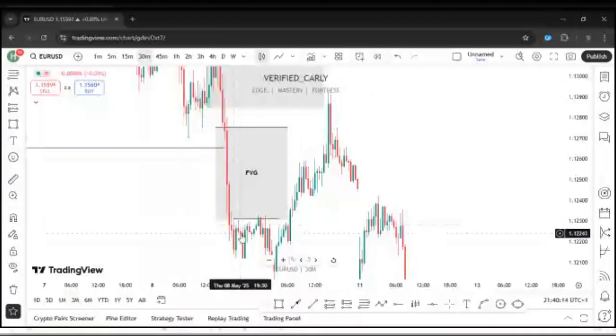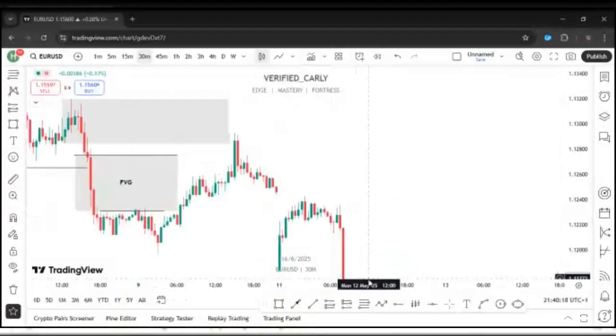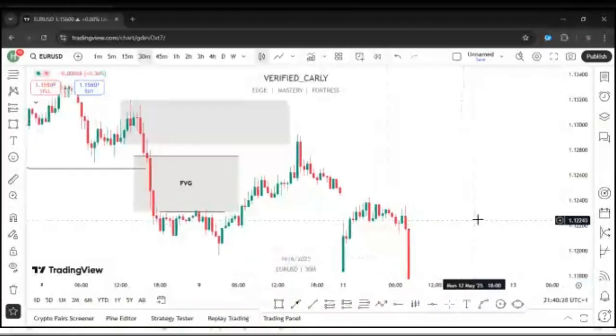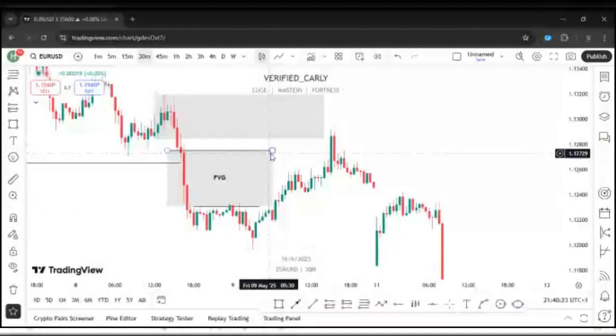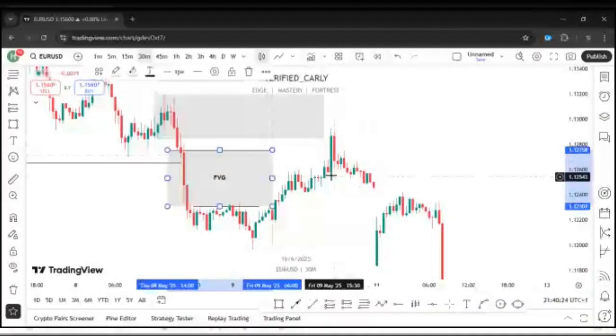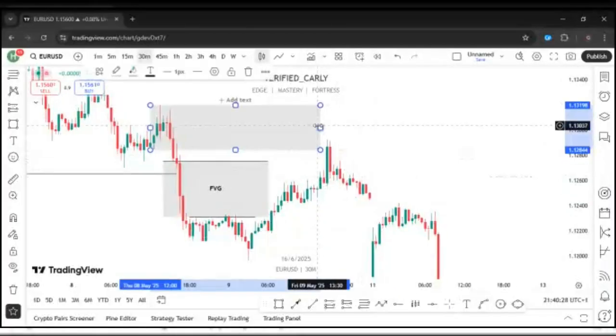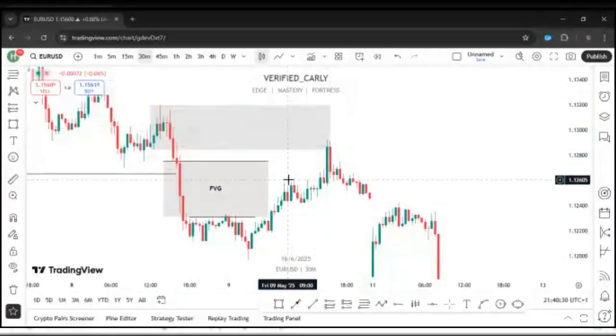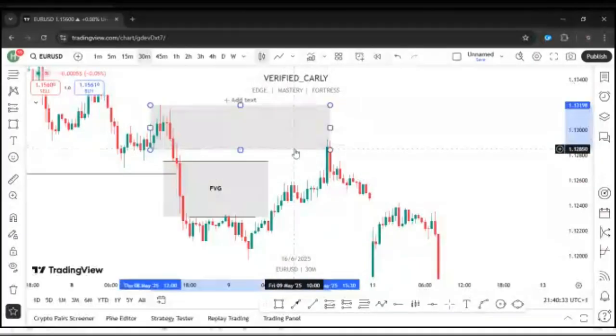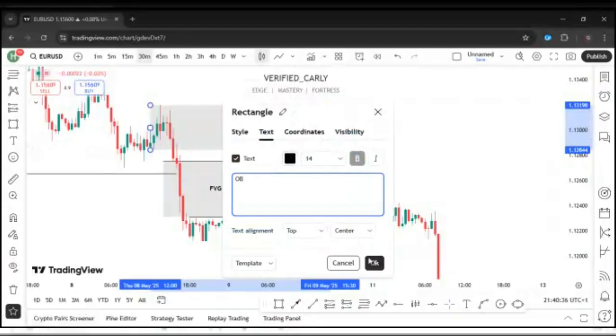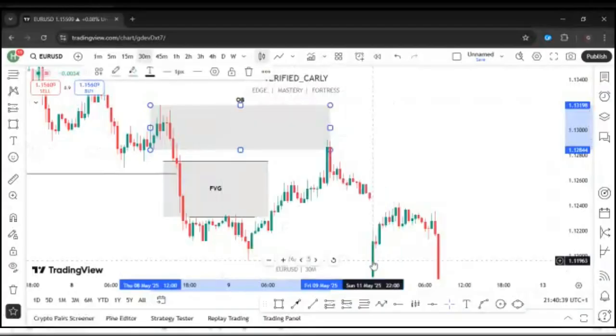So as you noticed, guys, this is a fair value gap, right? And this is where price went back to mitigate the order block. As I said earlier, guys, an order block is the last place where smart money, like the banks or institutions, entered the market before price made a strong move. So this is our order block.